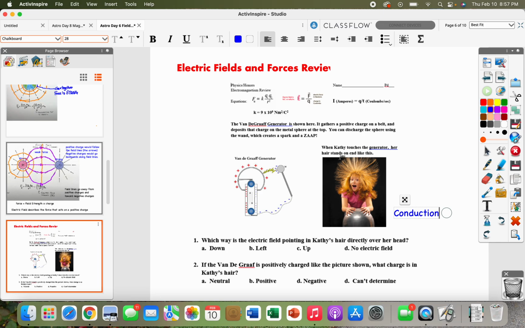And we've talked about why her hair spreads out. If the hair is repelled from itself, then we would assume that all of the hairs are charged, and they have a similar charge, right? They have like charges, and so they repel each other. The question is whether it's positive or negative. I want you to ponder that and answer the question.